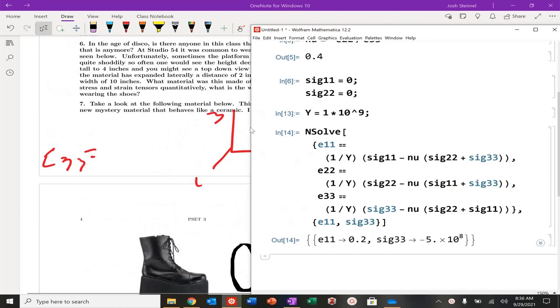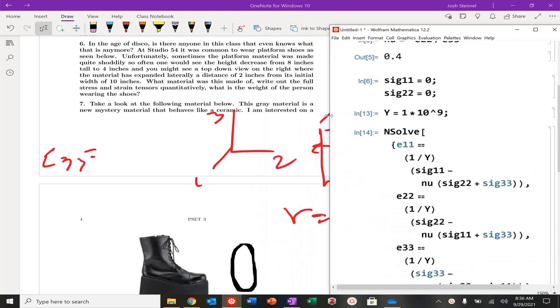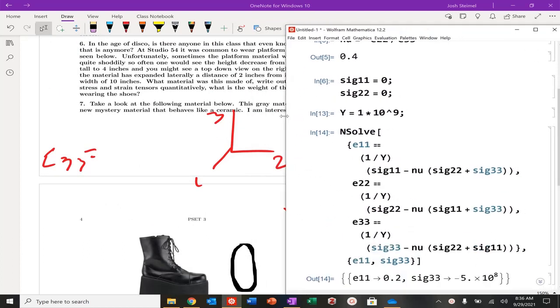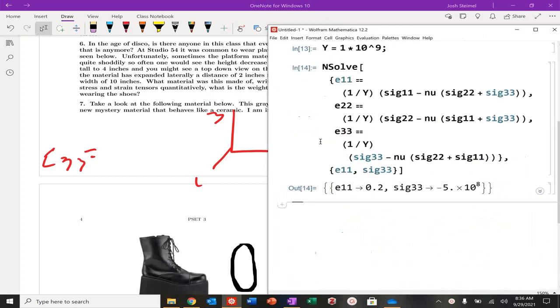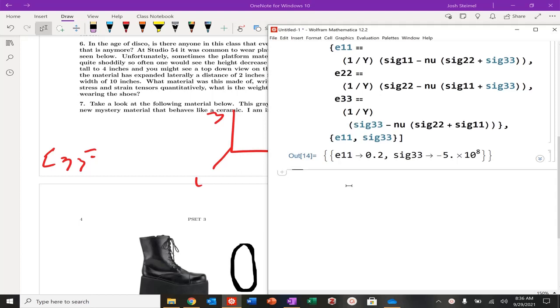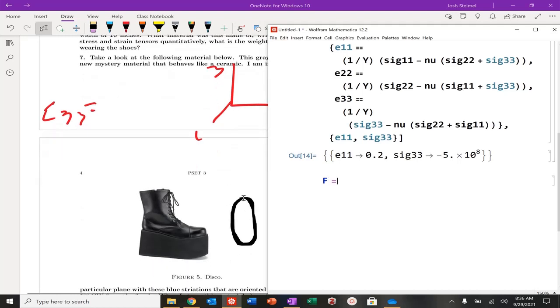Now what were we asked to do? We were asked, what is the material rated of? Write out the full stress and strain tensors quantitatively. We've got that. What is the weight of the person wearing the shoes? We can look at the force now. My force is going to be equal to my sig33, so this is my stress. Stress is equal to force divided by a unit area. We're going to solve this.